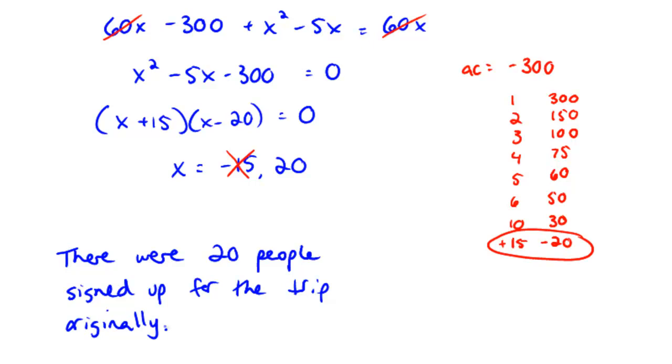Let's take a look and see by a quick check whether or not that makes sense. If there were 20 people, they were paying $75 each. If then only 15 people showed up, they'd pay $100 each. And so the 75 cost would go up to $100. So yes, it did in fact increase by $25. So our check works, and I believe that we're done.